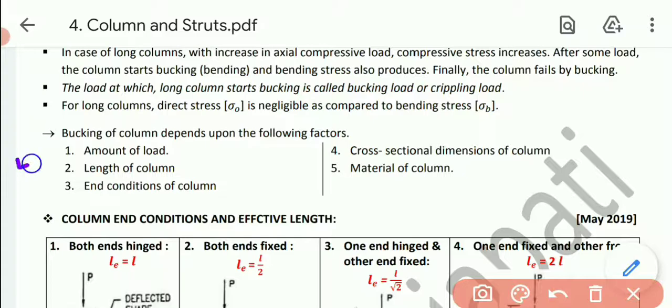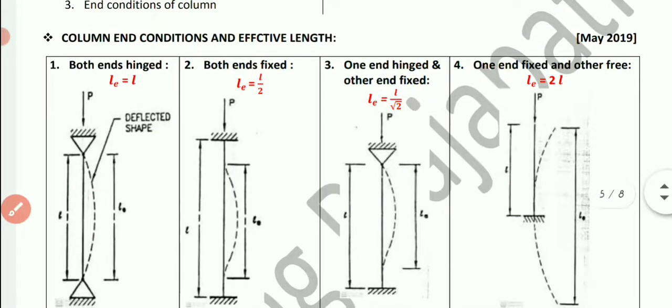Then the buckling of the column depends on the following factors: amount of load, length of column, condition of column, cross-section dimension of column, and the material of the column. So these are the criteria which usually affect the buckling of the column, or we can say the buckling load.